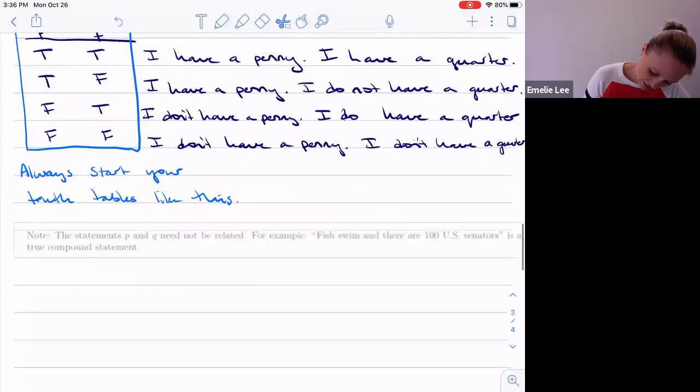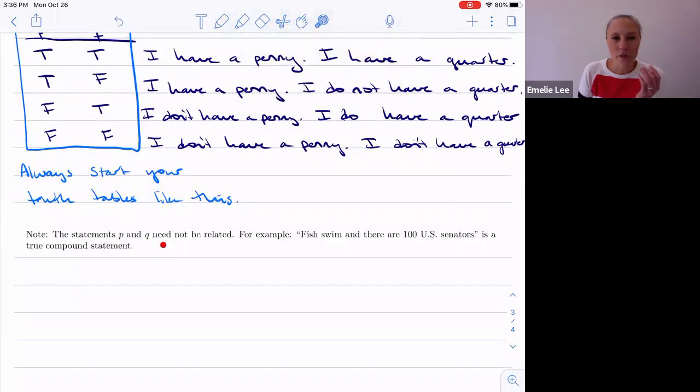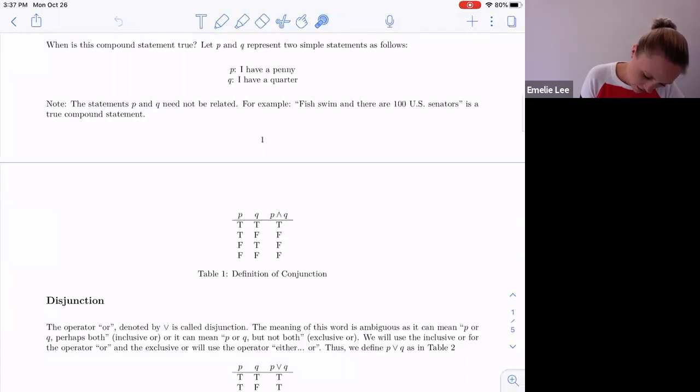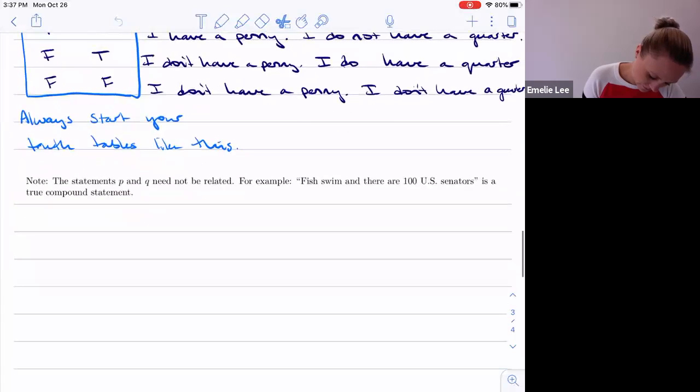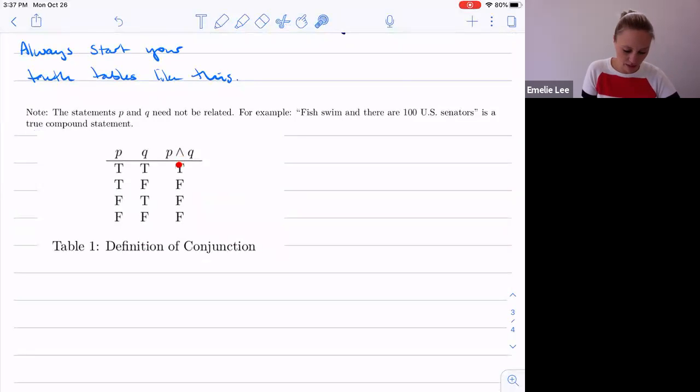Just as a little side note, just so you keep it in mind, the statements P and Q don't need to be related, right? So two statements like fish swim and there are 100 US senators, I'll take their word for it, is a true compound statement because both of these are true, presumably. Okay. Which brings me to the definition of a conjunction. We talk about a conjunction, so that's and, I'll make it nice and big here.